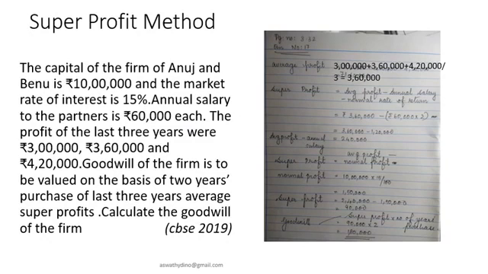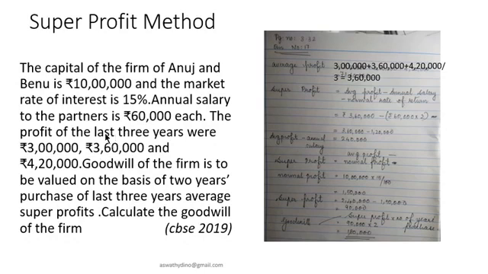So this is the question. The capital of the firm of Anuj and Benu is rupees 10 lakh and the market rate of interest is 15%. Annual salary to the partners is 60,000 each. The profits of the last 3 years were rupees 3 lakh, rupees 3,60,000 and rupees 4,20,000. Goodwill of the firm is to be valued on the basis of 2 years purchase of last 3 years average super profits. Calculate the goodwill of the firm. This question was asked in the CBSE exam 2019.